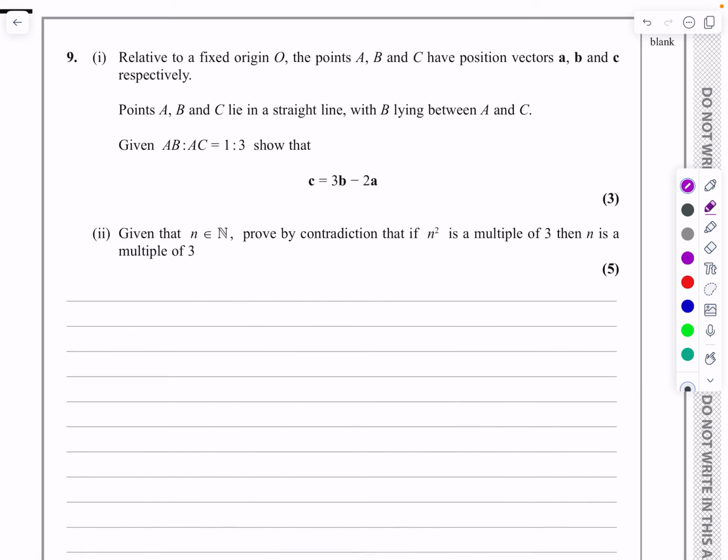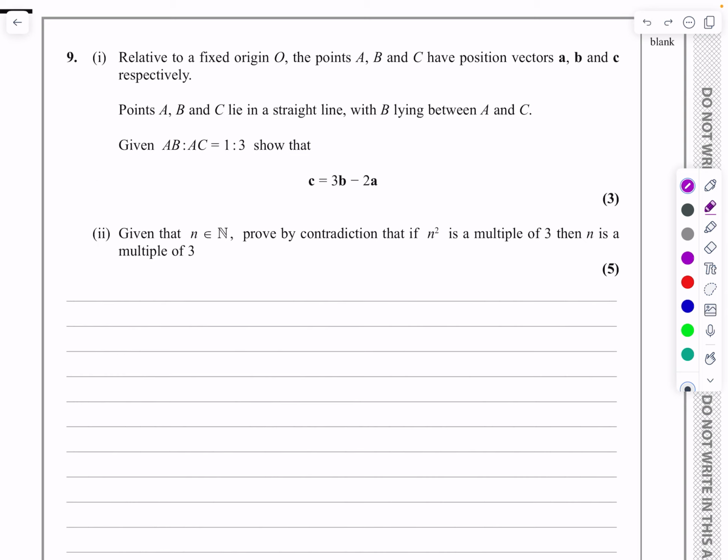Okay, this is the P4 paper from June 2021. It's question number 9, a two-parter. The first part is vectors and then the second part is proof by contradiction. So let's make a start. We've got quite a bit to do.